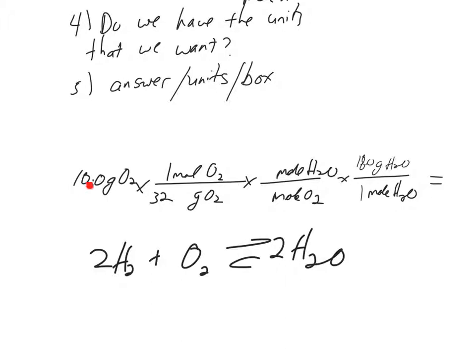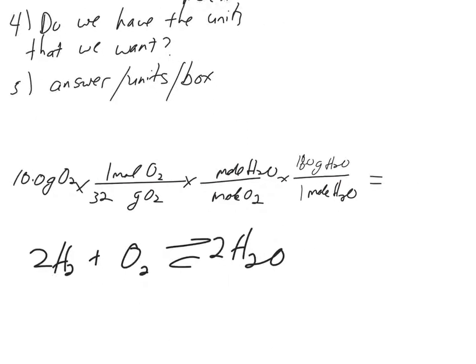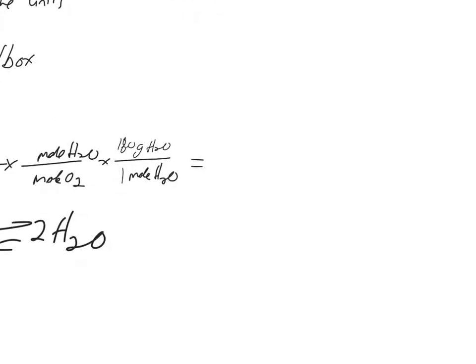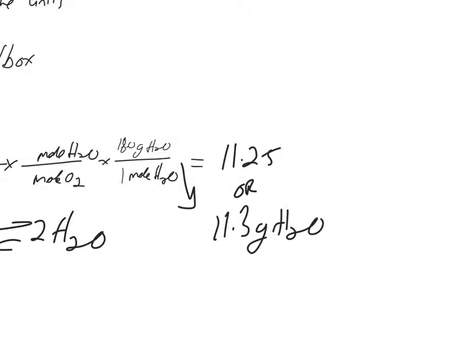So now that everything is laid out, we just use a little bit of math, and that appears to be 11.25, or you could say 11.3. No need for sig figs for this class. And we have grams of H2O. So we write the correct units. There's my answer, there are my units, and there's my box.